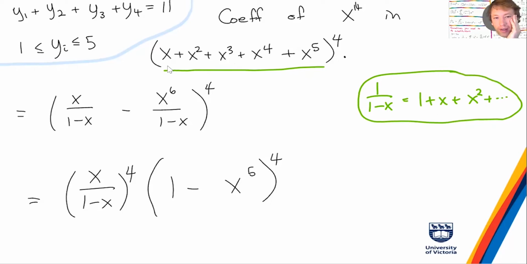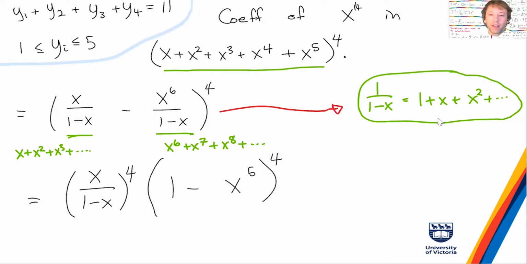So if I want to represent x plus x squared up to x to the 5, what I can do is subtract two different manipulated functions. I can take x over 1 minus x, which will give me all the powers of x except for the 0th power. So it gives me x plus x squared plus x cubed all the way to infinity. Then I subtract x to the 6 plus x to the 7 plus x to the 8 and so on. Both of these come from the equation here, multiplying it by x or multiplying it by x to the 6.